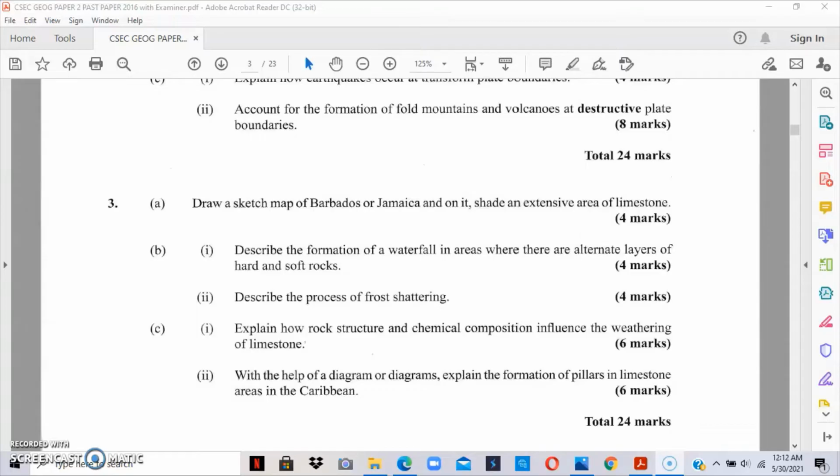Question 3 asks us to draw a sketch map of Barbados or Jamaica, and on the sketch map we're to shade an extensive area of limestone. Now, the first thing you need to do is determine which one of the countries you're going to draw first. Is it Barbados or is it Jamaica?